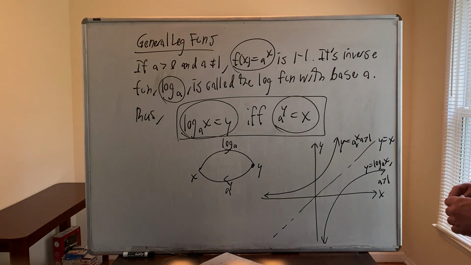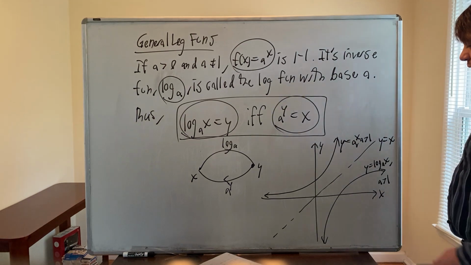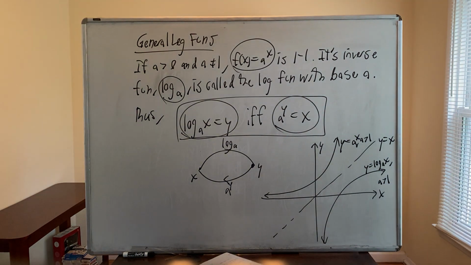Okay? If a was strictly between 0 and 1, the graph looks like that. And then when you reflect it, you'll get a different graph. Okay?